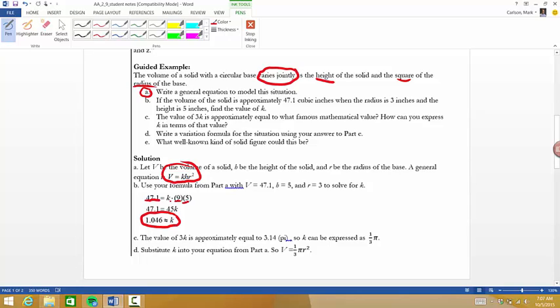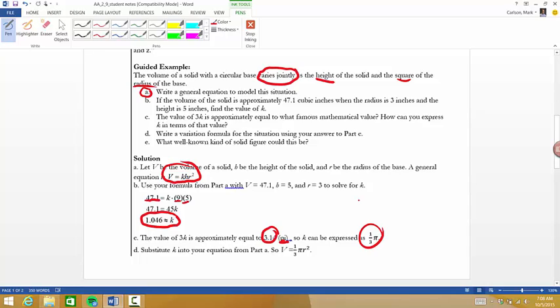Part C says the value of 3k is approximately equal to what famous mathematical value? How can you express k in terms of that value? So if I look at 3 times k, well, if k is 1.046, if I multiply that by 3, I would get about 3.14, which we know is approximately pi. So we can say that k can be expressed as 1/3 of pi. If 3 times k is equal to pi, then pi divided by 3 would be the same as k. So this is how we could express that.